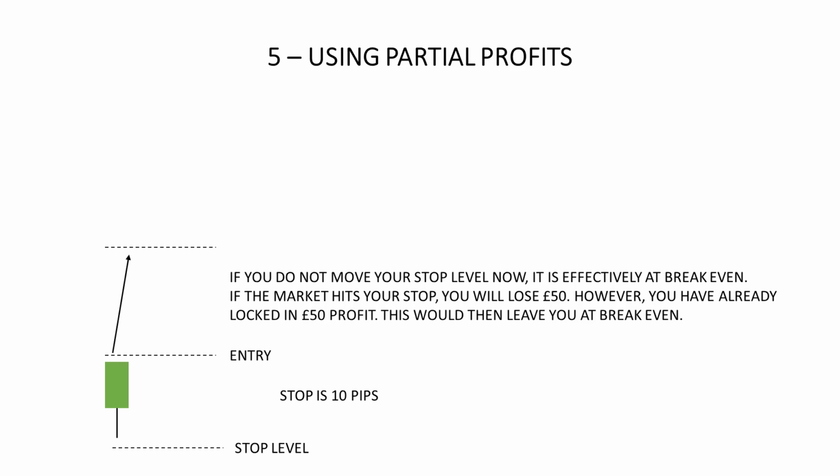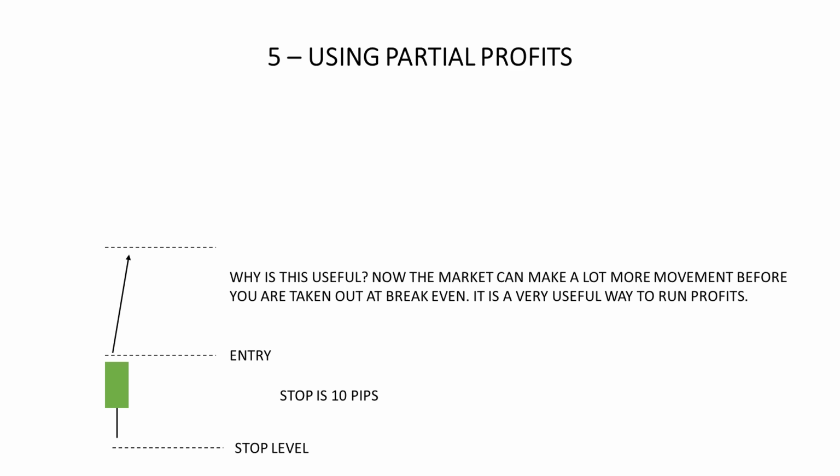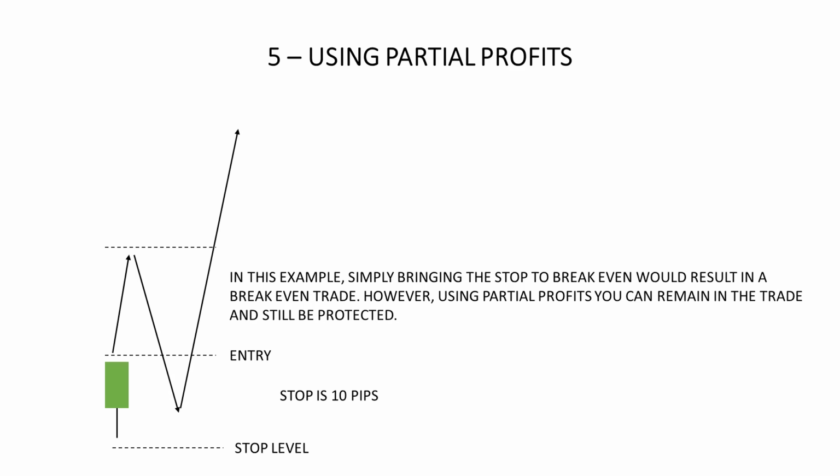If you do not move your stop level now, it is effectively at break even. If the market hits your stop, you will lose £50. However, you have already locked in £50 profit. This would leave you at break even. Why is this useful? Now the market can make a lot more movement before you are taken out at break even. It is a very useful way to run profits. In this example, simply bringing the stop to break even would result in a break even trade. However, using partial profits, you can remain in the trade and still be protected.